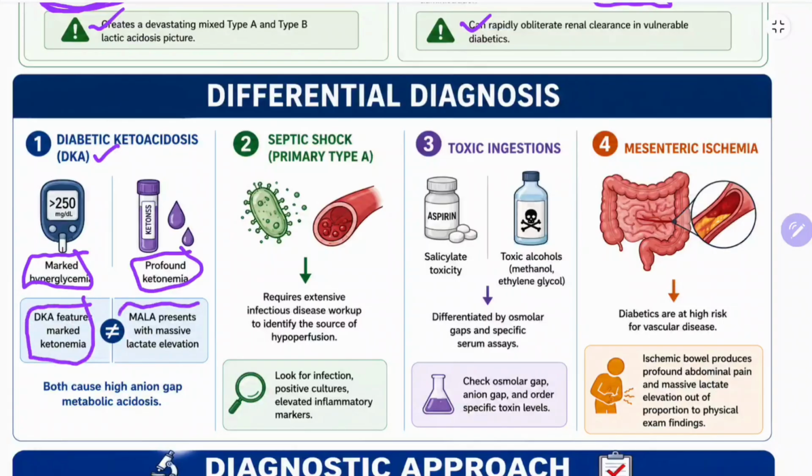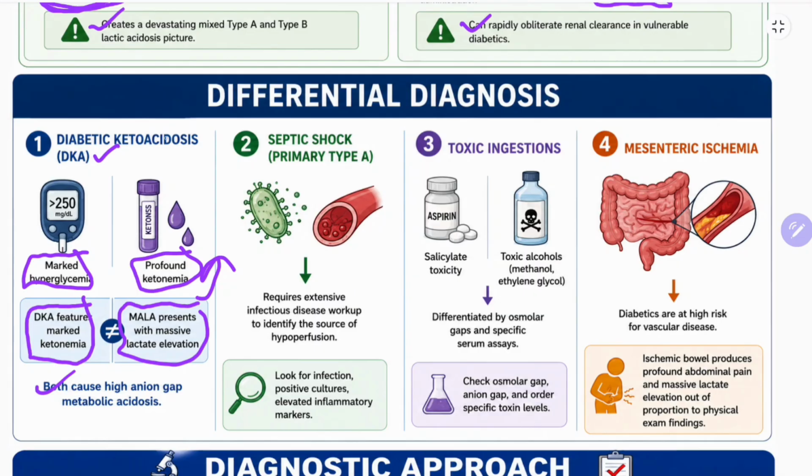MALA presents with massive lactate elevation. So there will be no ketosis in Metformin-Associated Lactic Acidosis. Ketosis is not there, but both cause high anion gap metabolic acidosis. Both will cause high anion gap metabolic acidosis, but there will be no ketosis, or sometimes there will be no hyperglycemia. But actually in severe intercurrent illnesses, there is hyperglycemia. So we can't take that as a clinical differentiating marker.